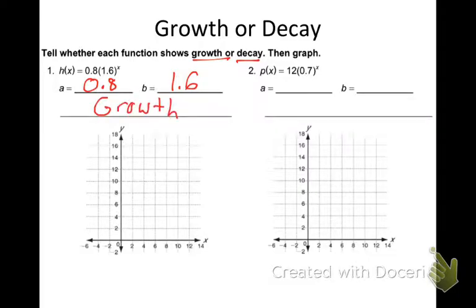Now let's do number 2 real fast, and I'll show you how to graph it. What's my constant here, Andy? What's my base, Maddie? Growth or decay, Maddie? That is decay, because it's between 0 and 1.